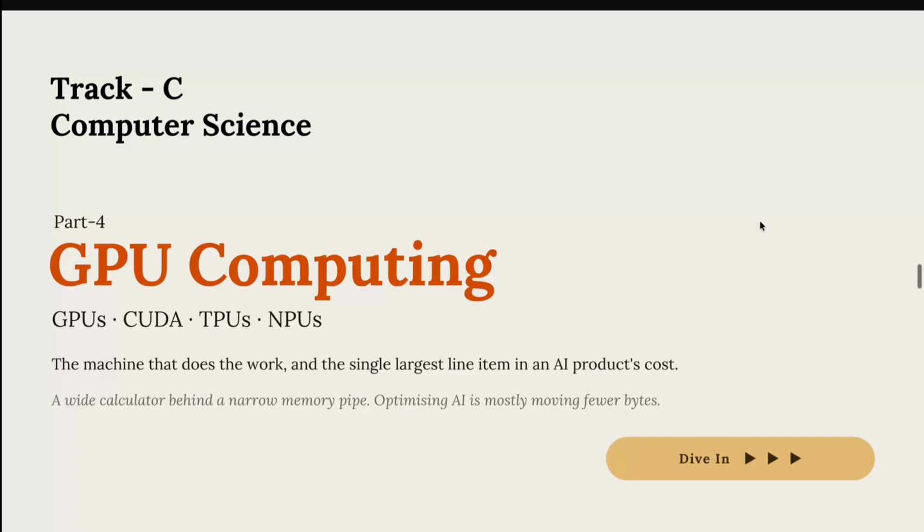But today we are going to look at what GPUs are, how they are used for compute, and how they are calculated for various needs of AI. We are going to look at CUDA in short. Then we are going to look at GPU alternatives, which are TPUs and NPUs.